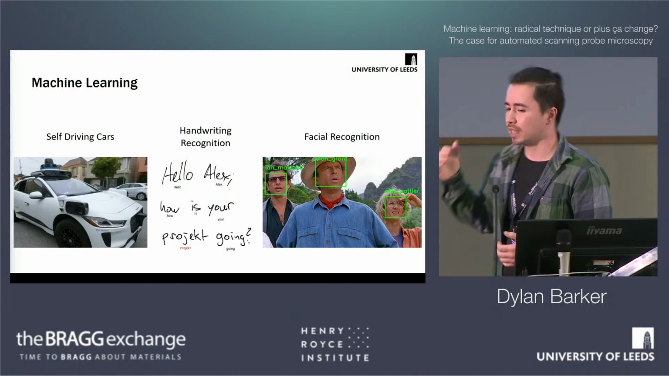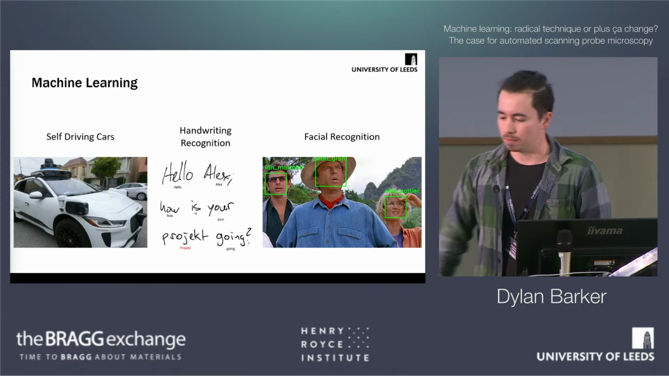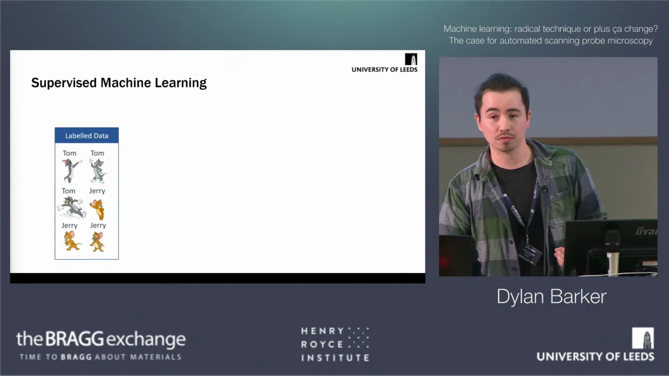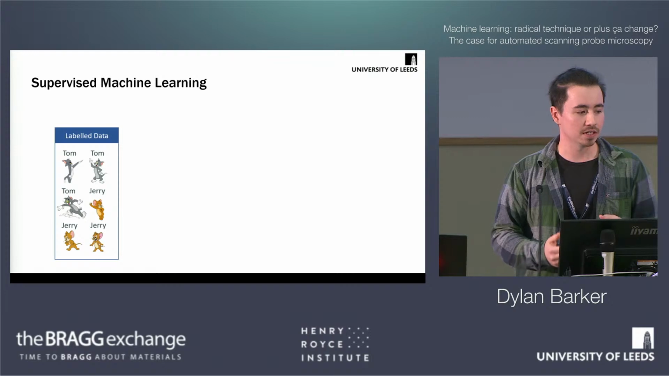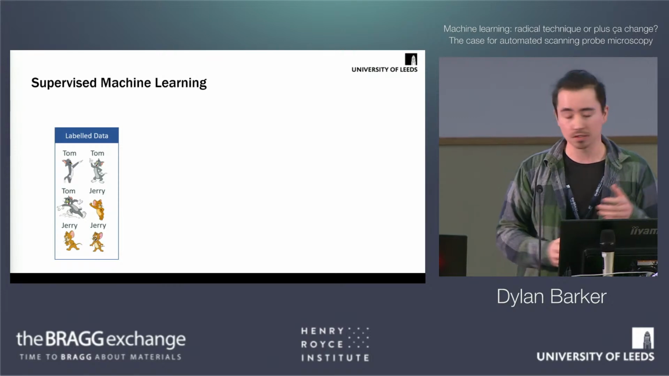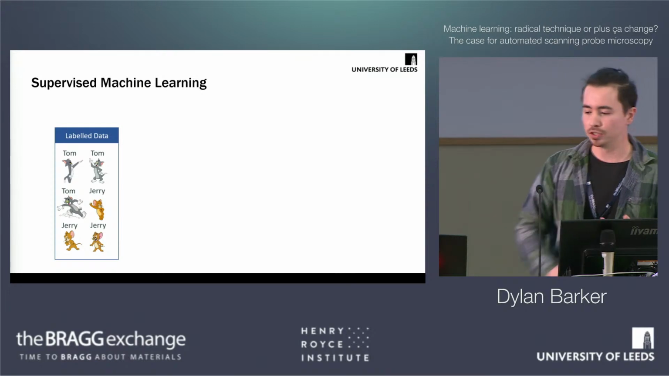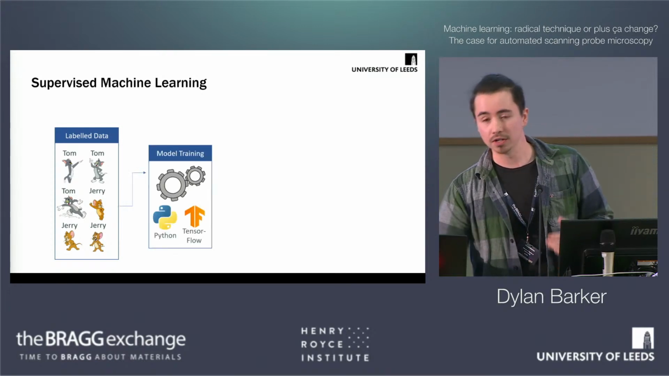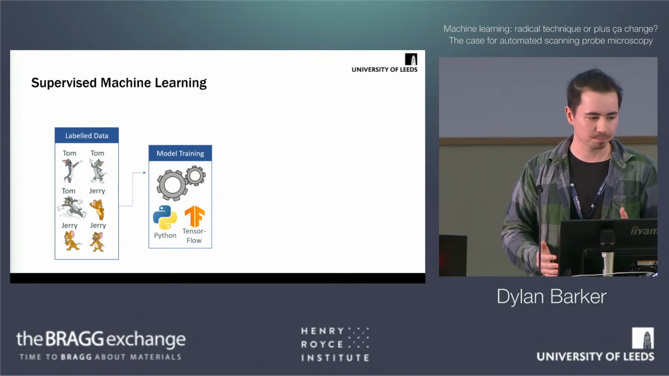So self-driving cars, handwriting recognition, facial recognition, all examples that everyone's seen before. And they're all examples of what's called supervised machine learning. So the idea behind supervised machine learning is that we have these quite large labeled data sets. So for our toy example, images of Tom and Jerry. And what you do is you input them into your model for training. So I do most of my computational stuff in Python, so I use a framework called TensorFlow, but there's lots of other ways you can do it.